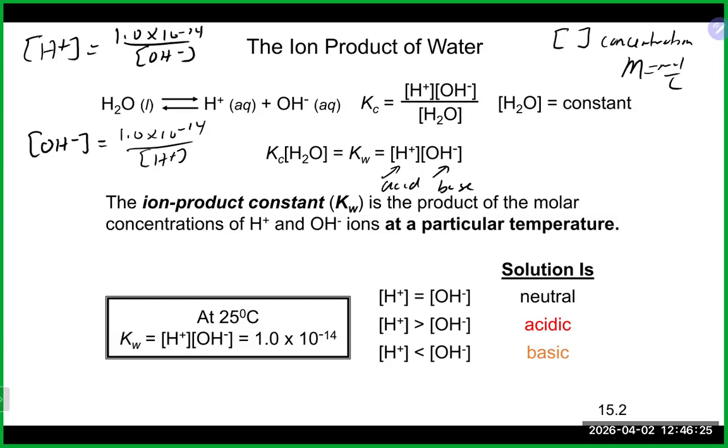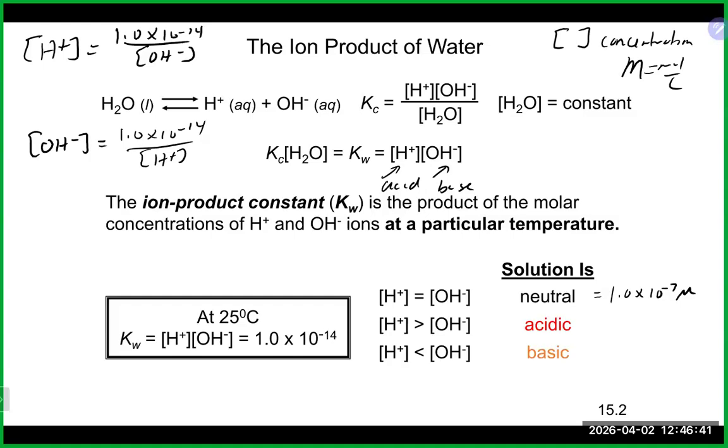If they are equal to each other, they both will equal 1 times 10 to the minus 7 molar, and you will have a neutral solution. So if you have an equal amount of H plus and OH minus, your solution will be neutral.